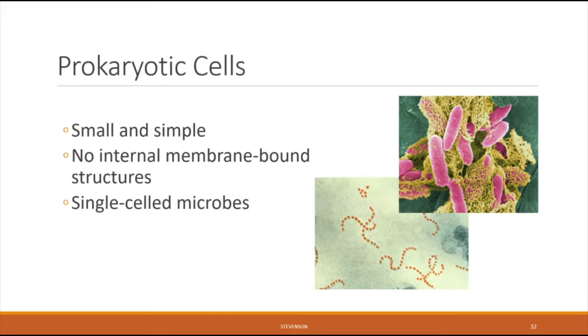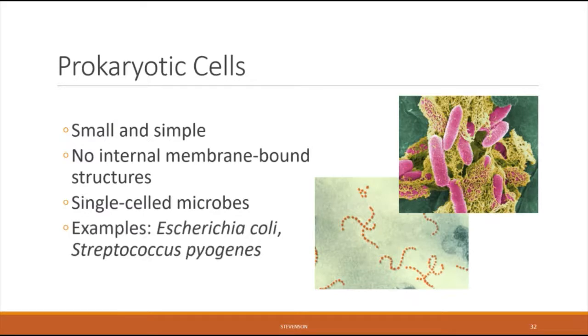Prokaryotic cells are all single-celled microscopic organisms. And what this means is that every organism that is a prokaryotic organism is only made of a single cell. They're not made of multiple cells like animals or plants, for example. Some examples of prokaryotic cellular organisms include the bacteria E. coli, Escherichia coli, which is what you see in the upper picture here, and the bacterium Streptococcus pyogenes, which is, as the name suggests, the cause of strep throat, which is what you see in the lower picture here. So all types of prokaryotic cells are tiny microscopic bacteria.